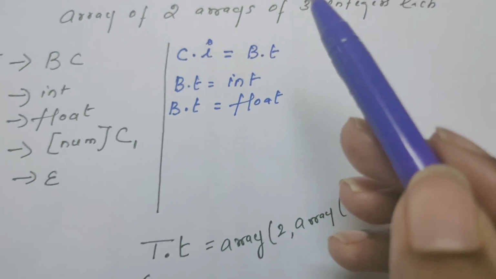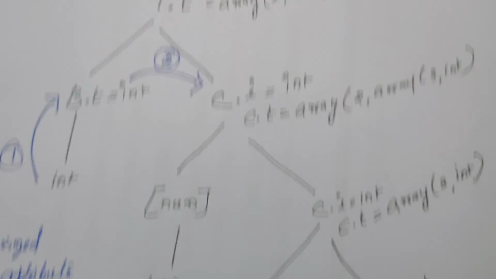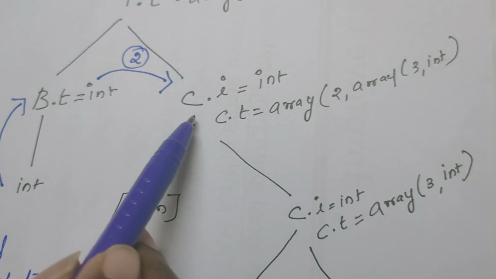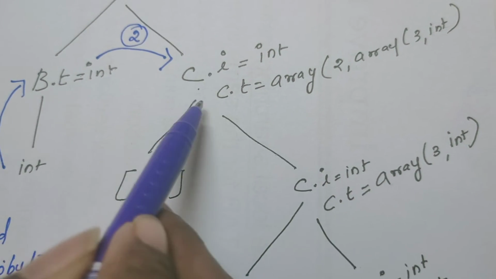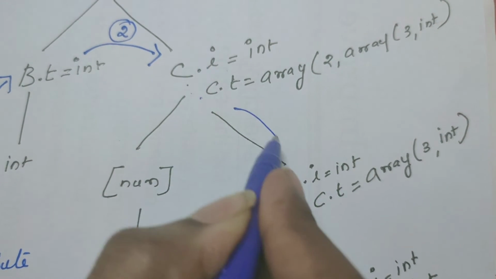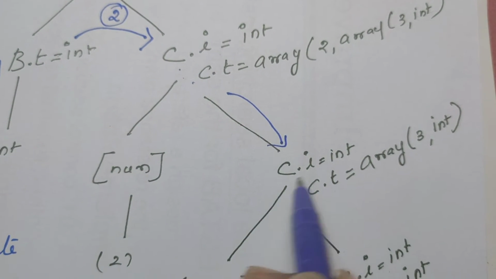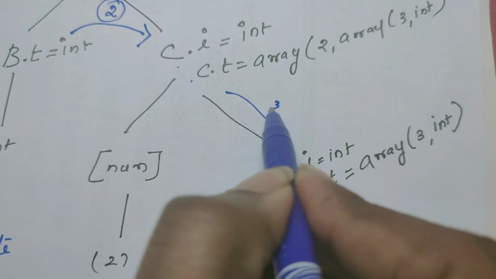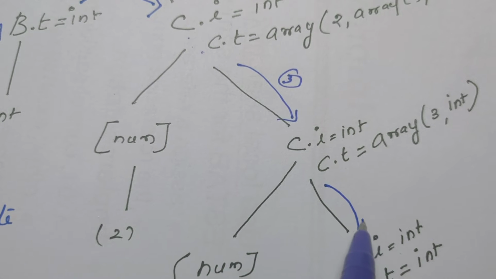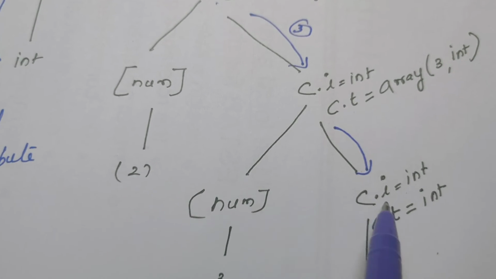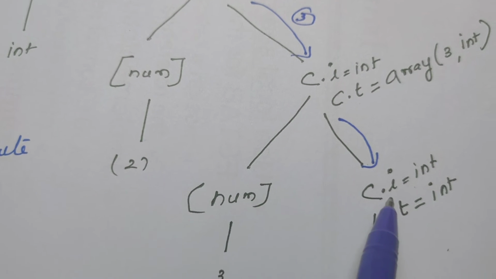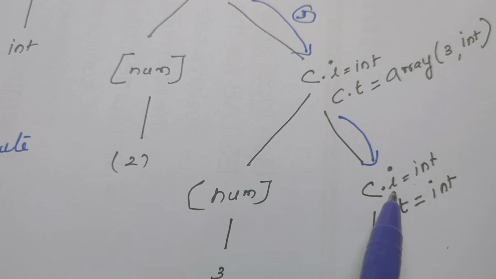So till now we have done this. Now let's move on to the annotated parse tree. So the second step is over. What is the third step? This C dot I value is flowing down to its child node. So this C takes the integer. This is the third step. Again from here it is flowing down to its child node. By the way, C dot I becomes integer because if the value flows from the parent to its child node, it becomes an inherited attribute.